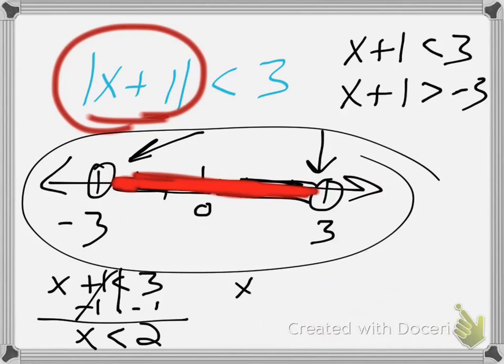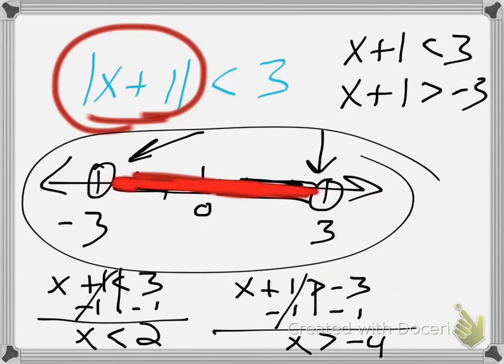Now I'm going to do the other one. x plus 1 is greater than -3. Subtract 1 from both sides, and I get x is greater than -4. That's my other answer. Now we're done. I got both these answers, and you would graph those two answers. Let's do another one.